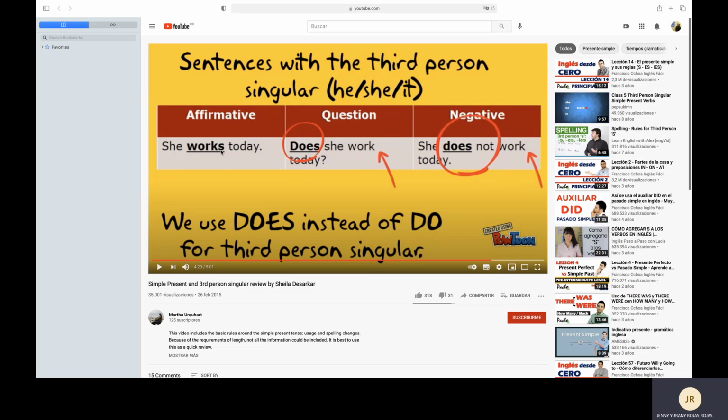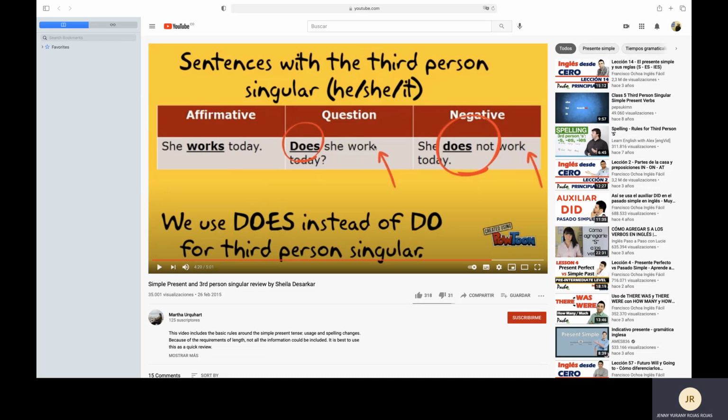Entonces tenemos she works with the s adding at the end of the verb. She works today. But when we want to build or we want to make a question, we need to add does instead of do. Entonces ya no vamos a utilizar el auxiliar do del resto de los personal pronouns, sino que para las terceras personas yo voy a utilizar es does, ¿sí?